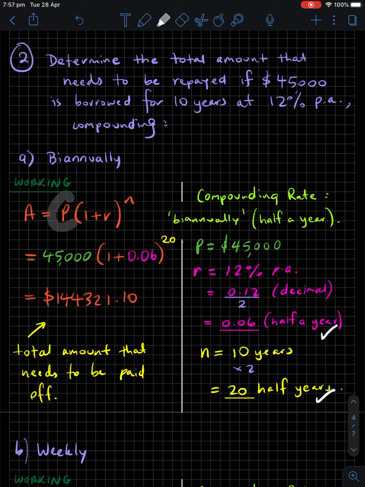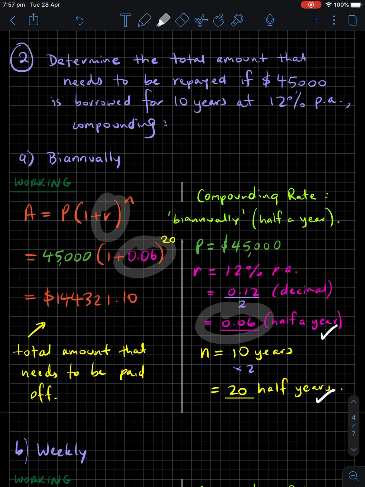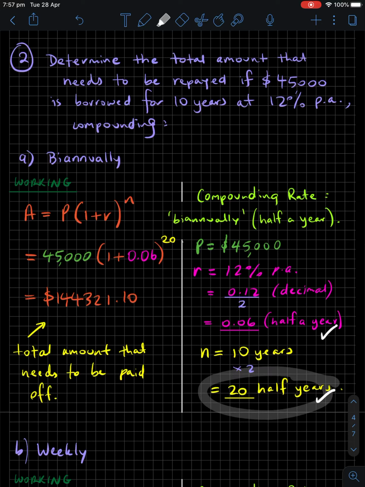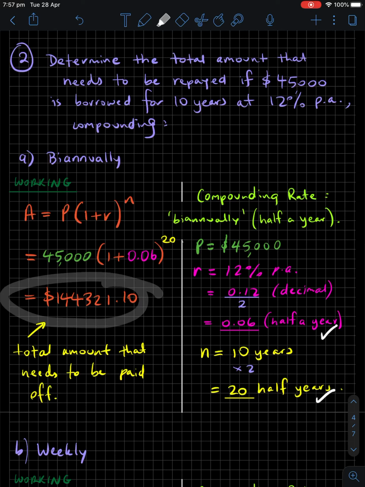Okay, so using our formula, our P changes to $45,000, our R changes to our 0.06, and our N changes to our 20 half years. So our 20 goes up there. So we put this into our calculator and we get this value for the amount that needs to be repaid.